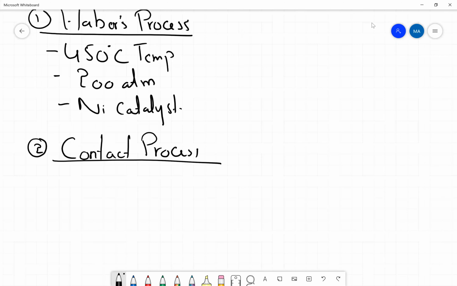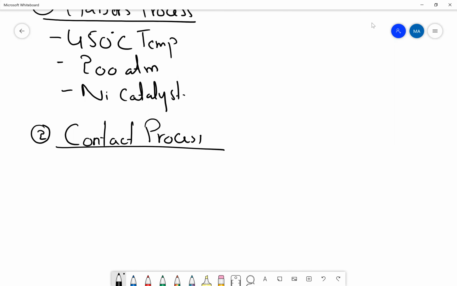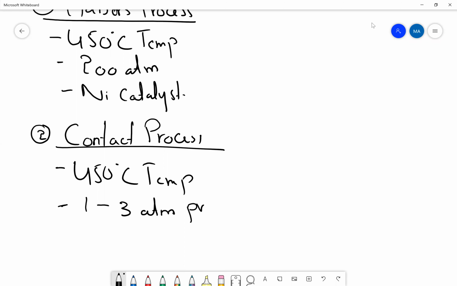Contact process has these, again, three conditions. So a 450 temperature, 1 to 3 atm pressure, and vanadium pentoxide is the catalyst. Contact process is used for the production of sulfuric acid.